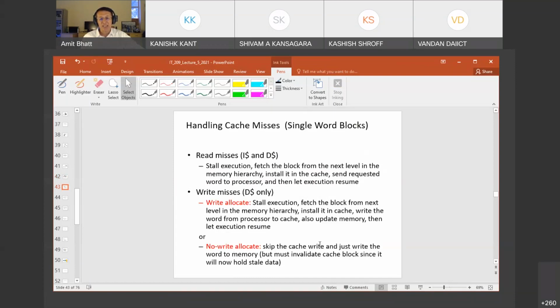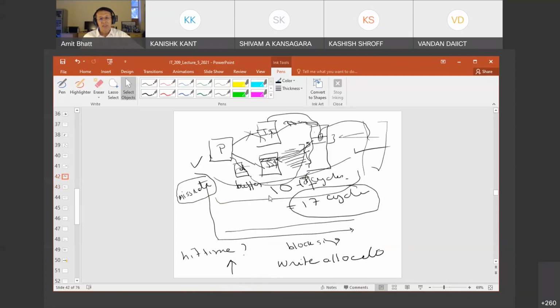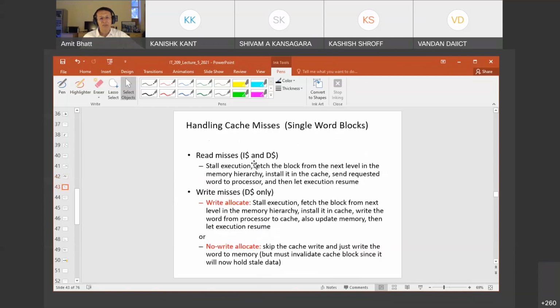Skip the cache write and just write the word to the memory, but must invalidate the cache block since it will now hold the stale data. So you are changing it over here, and you are putting a flag that this particular thing is a changed value. You are not bringing that over here, and you are saving time. So that is the difference between write allocate and no write allocate.